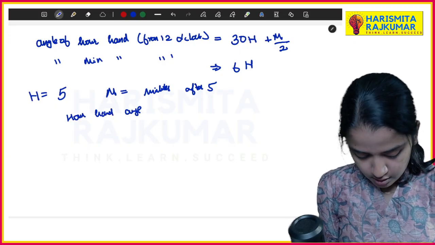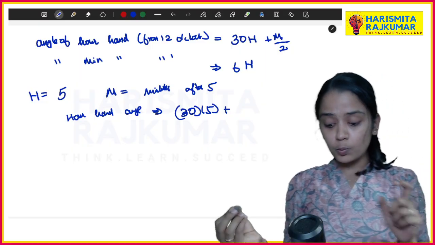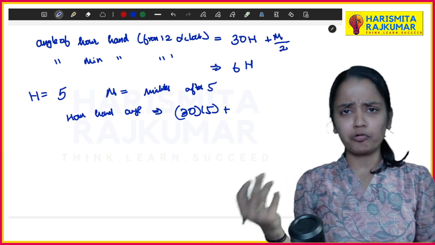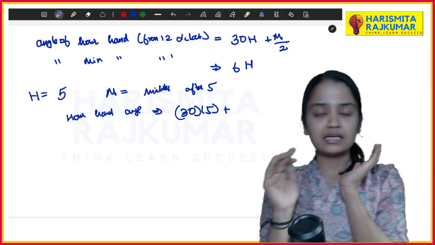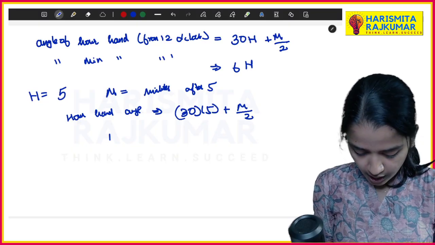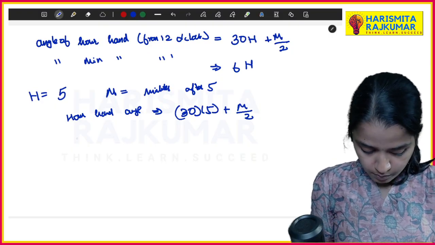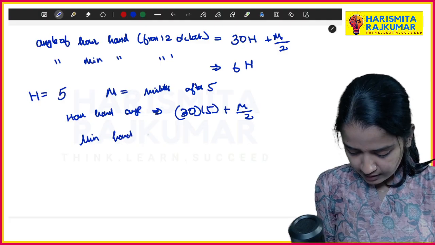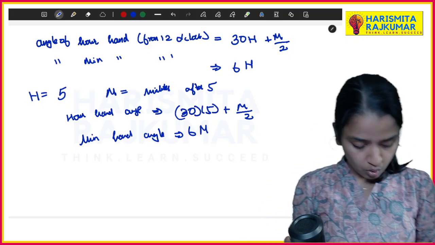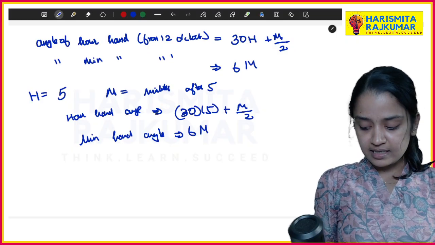Now, you have to find the hour angle, which is nothing but 30 into 5 plus M by 2. Here we have to find M. M is nothing but minutes after. Only when I find M will I be able to find at which time it is 90 degrees. And the minute hand angle is nothing but 6M. Okay, there's a mistake here, which is not H, because the minute hand will be 6M only.